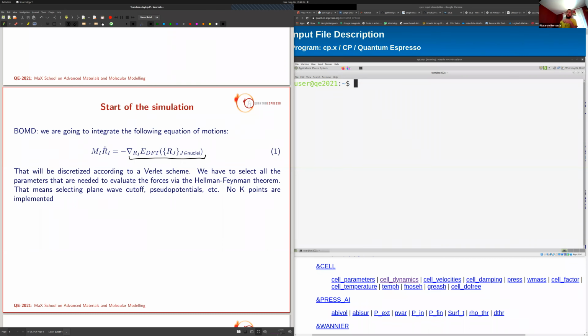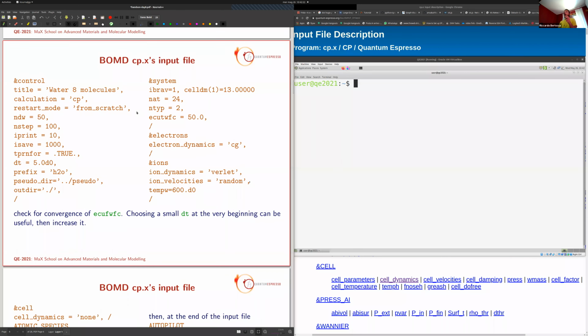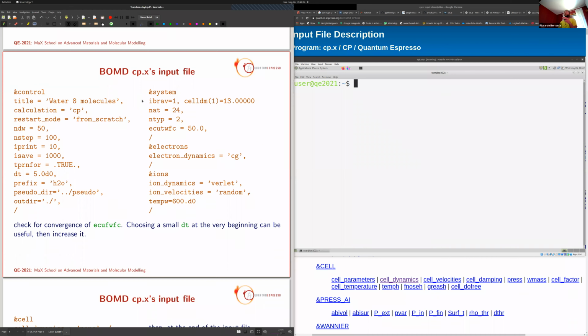And then there will be additional parameters, that is the time step in this case. So let's start by looking at the input file for the first step of our tutorial, that is the Born-Oppenheimer molecular dynamics. So you see this input file looks familiar. It is almost the same as the PW code.